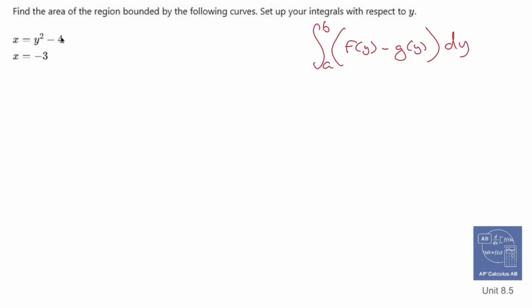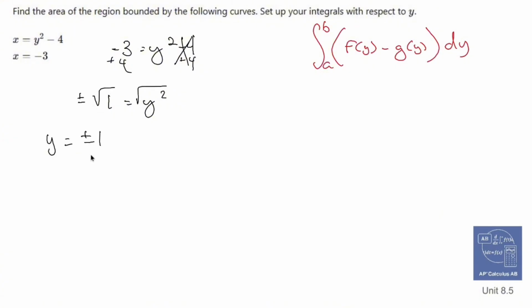These are already solved for x. That's good. What I need to do is find out where these intersect, and that'll give me the limits of integration. So we set negative 3 equal to y squared minus 4. Add 4 to both sides, and 1 equals y squared. Square rooting gives us limits of integration at positive 1 and negative 1. Positive 1 is going to be a, negative 1 is going to be b, except I have that backwards. So let's set this up.